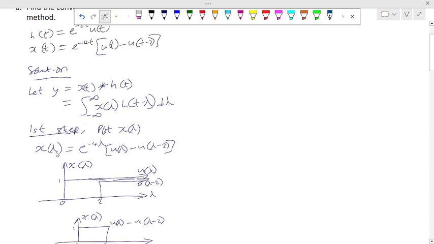So x of lambda is what? This is x of t, so anywhere you see t, replace it with lambda. So this will be e raised to the power minus 4 lambda. That's what we have here. u of t will be u of lambda, and u of t minus 2 will be u of lambda minus 2. So this is x of lambda, and this is the lambda axis.